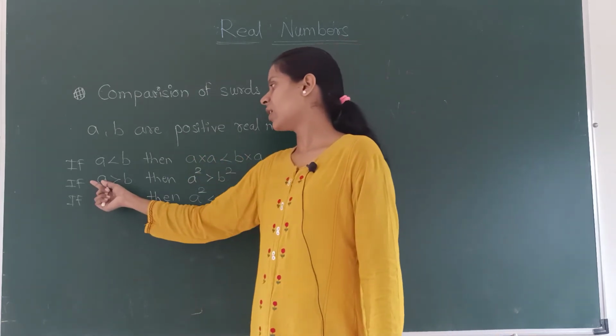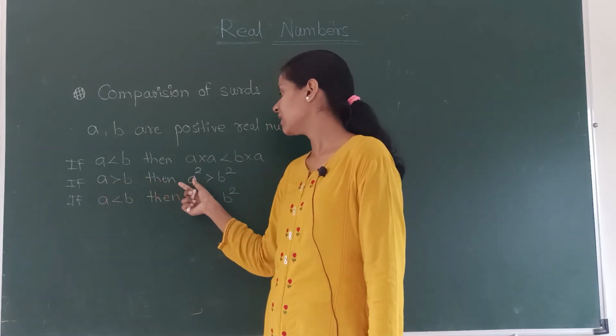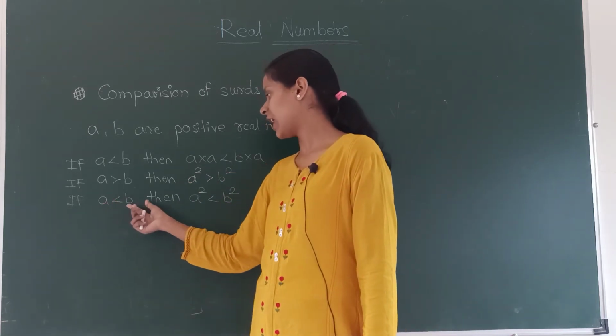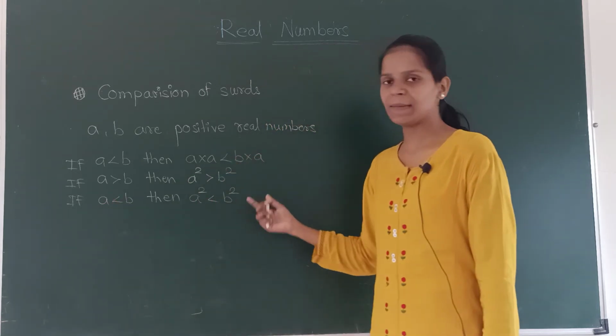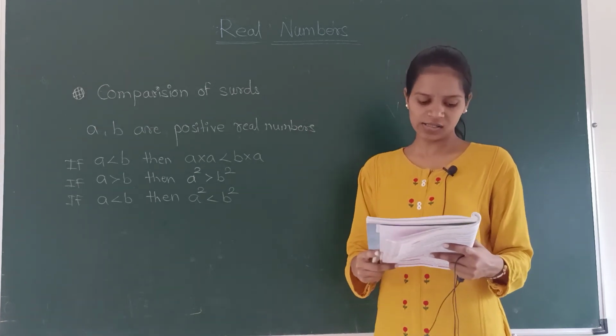Second property is what? A is greater than B. If A is greater than B, then A square is greater than B square. And if A is smaller than B, then A square is smaller than B square. These are the three properties for comparison of surds.